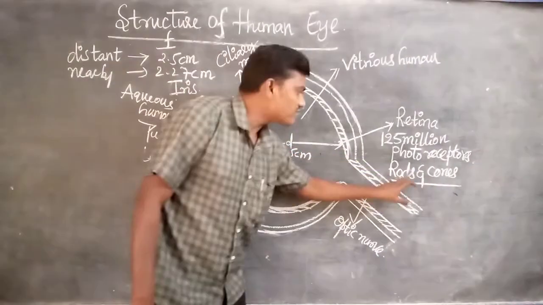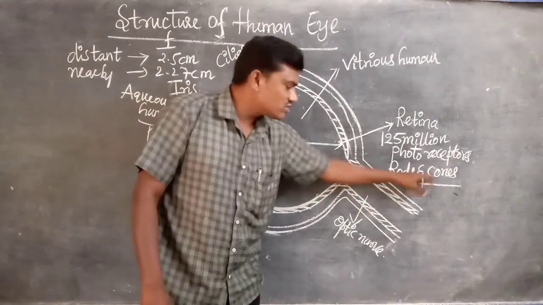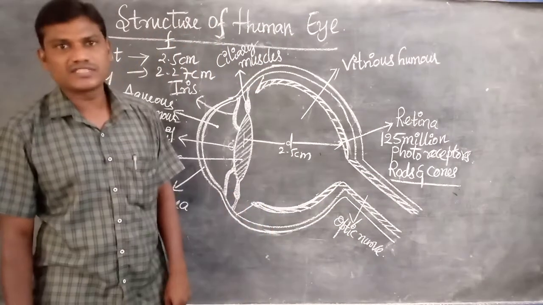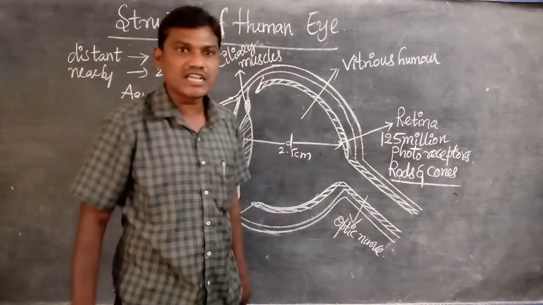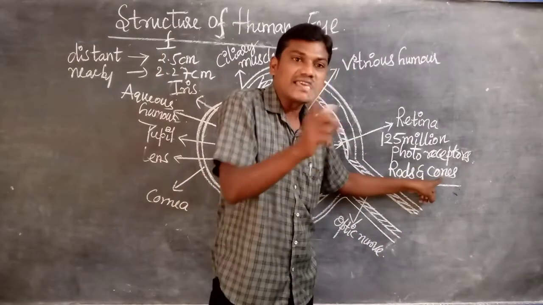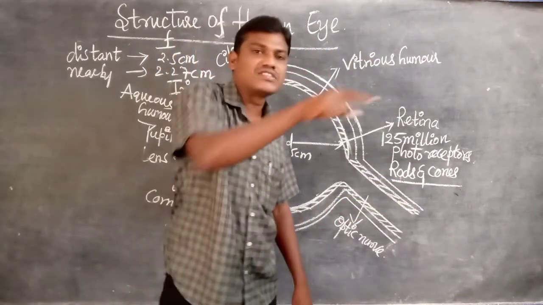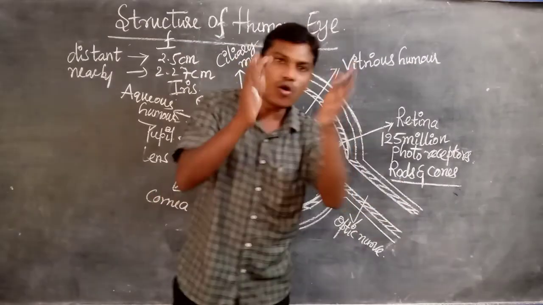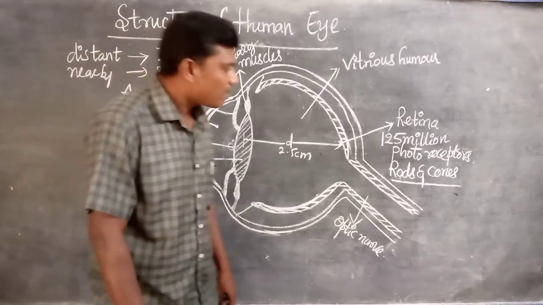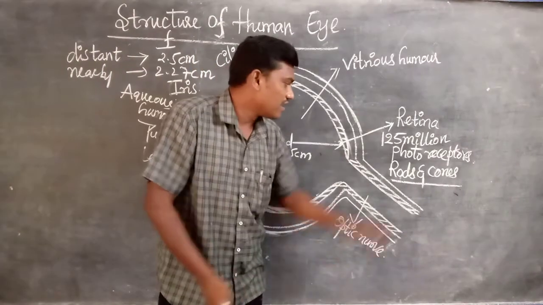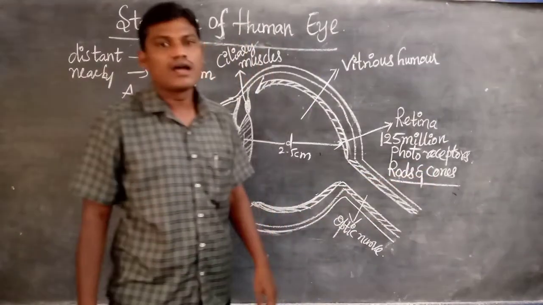So what is the use of the rods and cones? Rods identify the intensity of the light. Cones identify the color vision. But actually, rods and cones both identify the intensity of the light, but cones are also capable of identifying the color along with the intensity of the light. The rods are only capable of identifying the intensity of the light. So mainly we observe that rods identify the intensity of light and cones identify the colors.